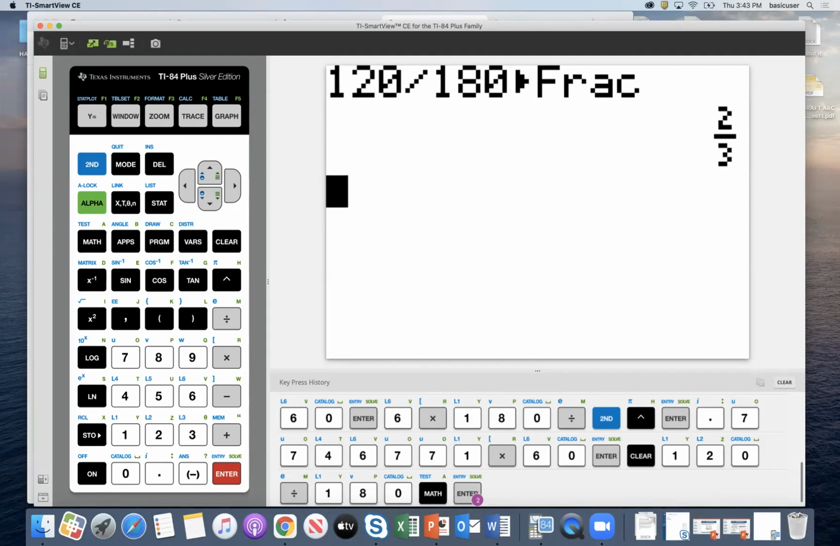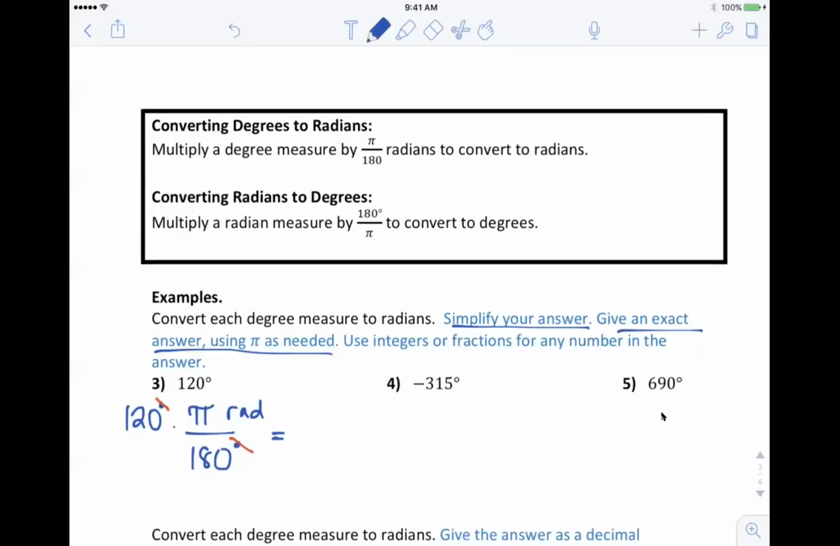And it's 2/3. So the way I'm going to write this one is 2 pi over 3, or 2/3 pi. Okay, and that's my final. Okay, so let's try another one. 315 multiplied by pi over 180. Oh, it's a negative 315. Doesn't really matter. It's just my answer is going to be negative.